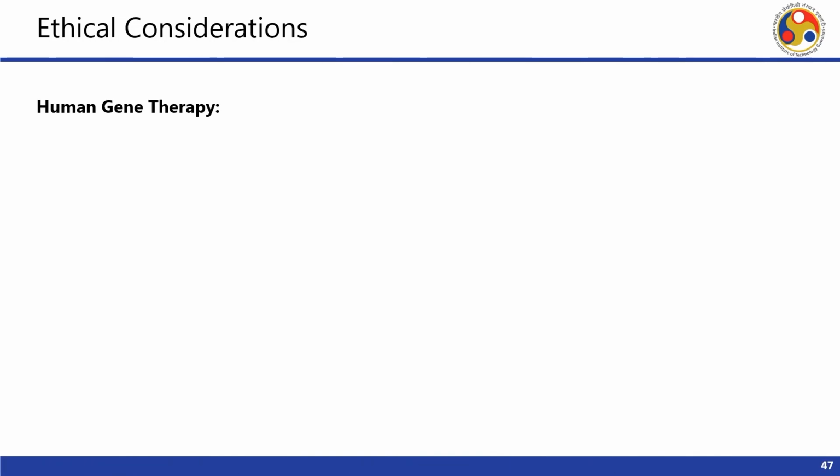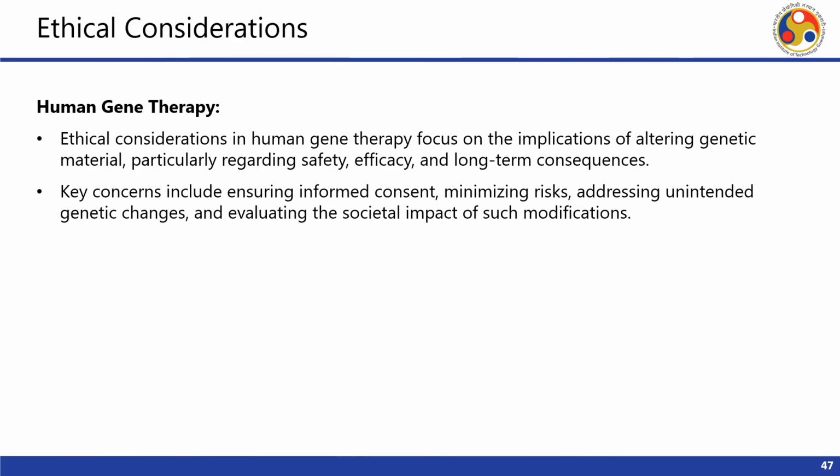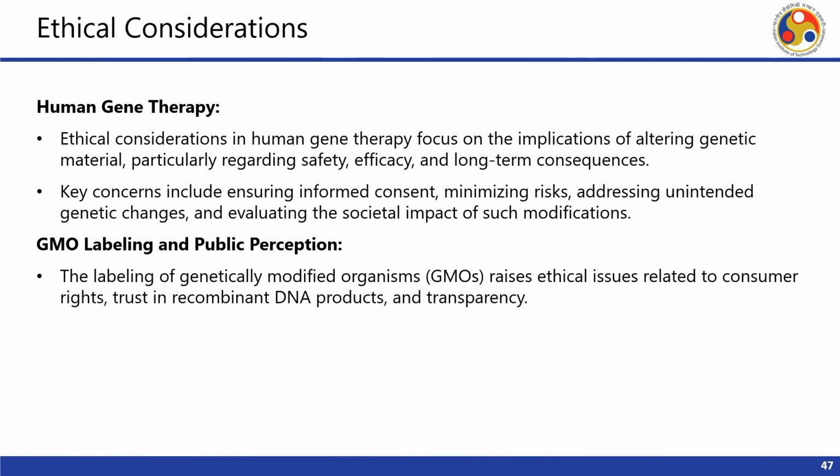Now, let us discuss one very important issue, which is ethical considerations, particularly human gene therapy. It focuses on the implications of altering genetic material, particularly regarding safety, efficacy and long term consequences. Key concerns include ensuring informed consent, minimizing risk, addressing unintended genetic changes and evaluating the societal impact of such modifications. And GMO labeling and public perception is also an important ethical issue.